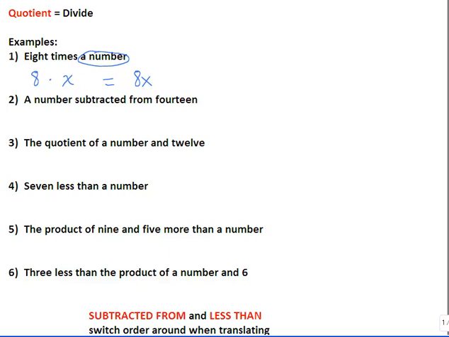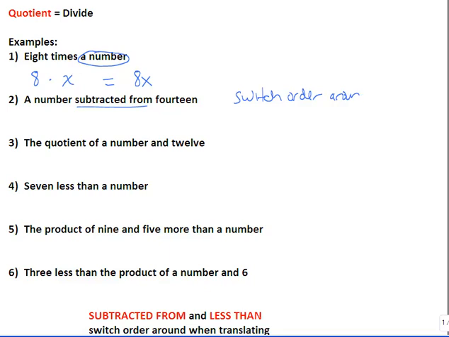Okay, if we look at the second example, it says a number subtracted from 14. Now usually when we read sentences from left to right, that's also how we would translate mathematically, from left to right. But here's one special case that requires us not to do that. When you see the phrase subtracted from, this is actually going to cause us to switch the order around.